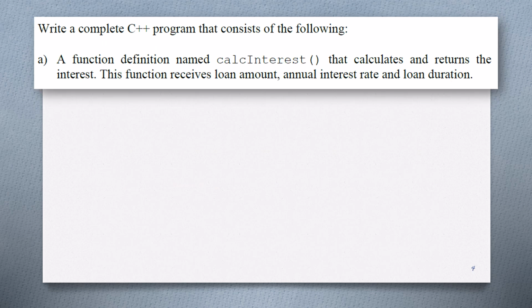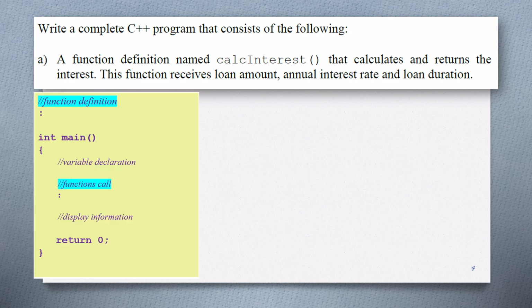Next, you are asked to write a complete program with the function definitions. Given to you is the function called interest, and the task is to calculate and return the interest. It tells you that the function receives loan amount, annual interest rate, and also the loan duration. So for this task you need to decide which version you would like to use. Remember, we have two versions.